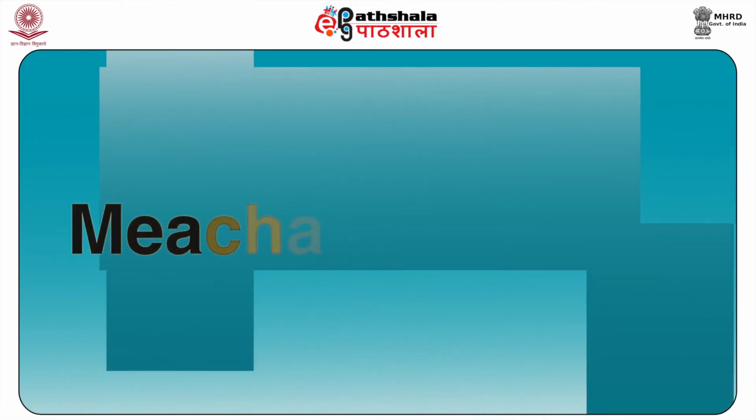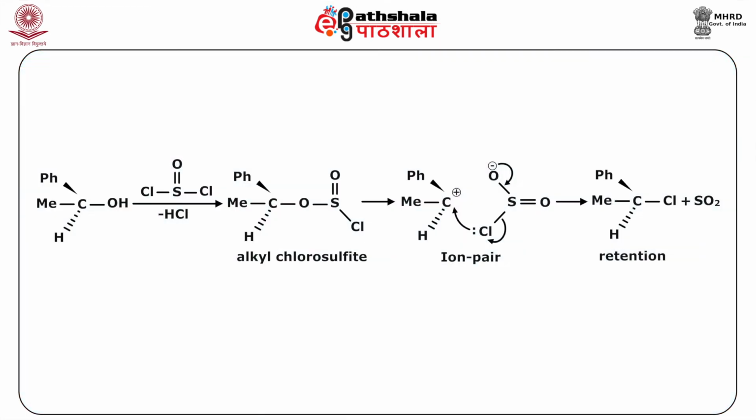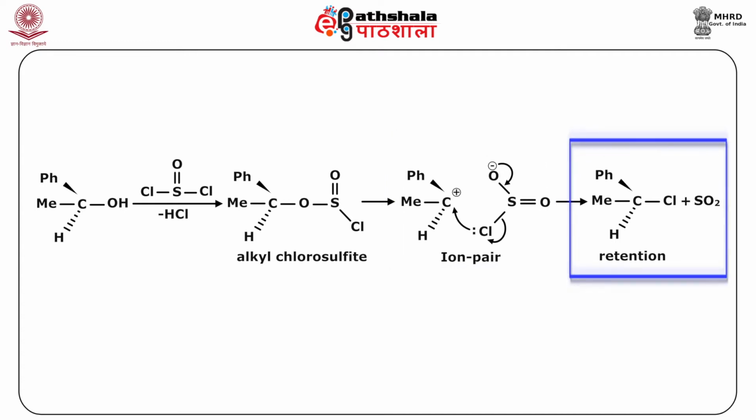Now let us talk about the mechanism of the SNi reaction. On the basis of experimental facts, the mechanism of SNi is as follows. Step 1 is the formation of chlorosulfite ester, which is an intermediate. Step 2 is the dissociation of the chlorosulfite ester to form an ion pair, not dissociated ions but an ion pair. In step 3, because of the geometry of the ion pair, the chlorine atom is forced to attach to the carbonium ion from the same side as the original C-O bond of the alcohol.